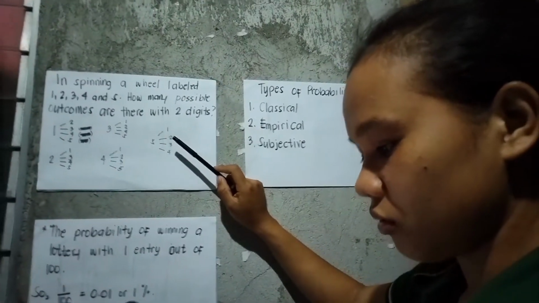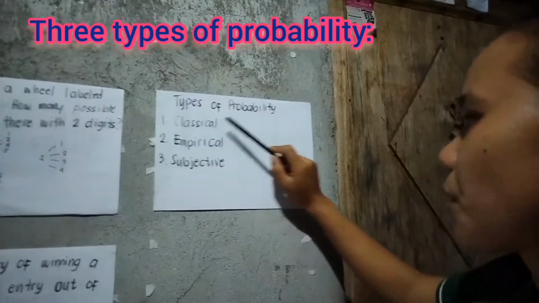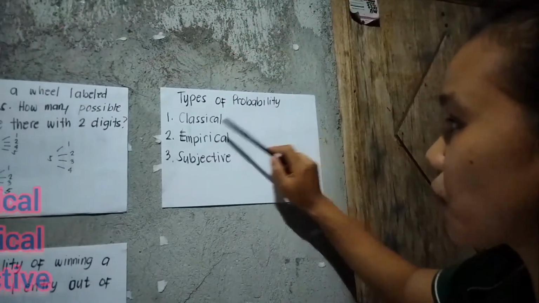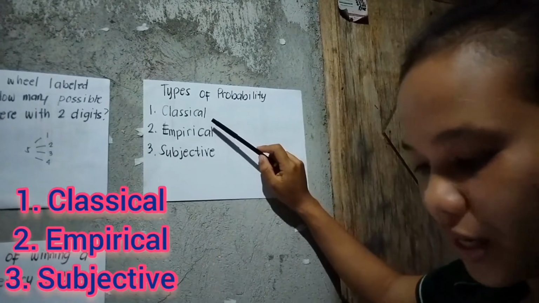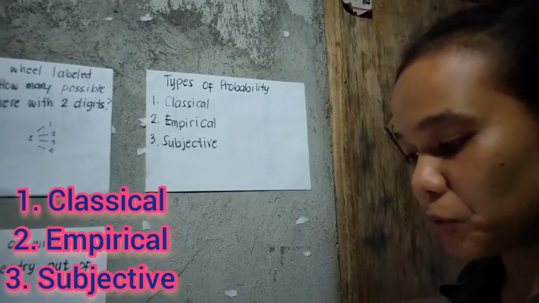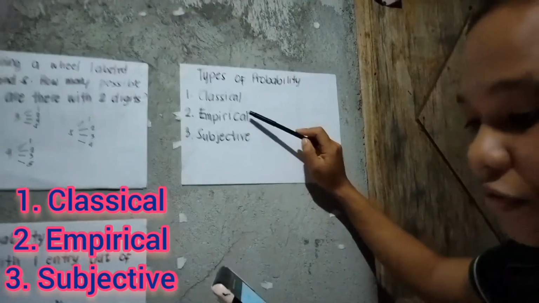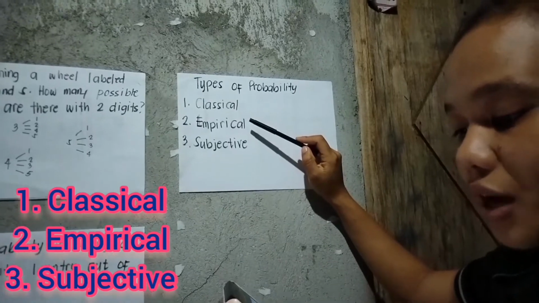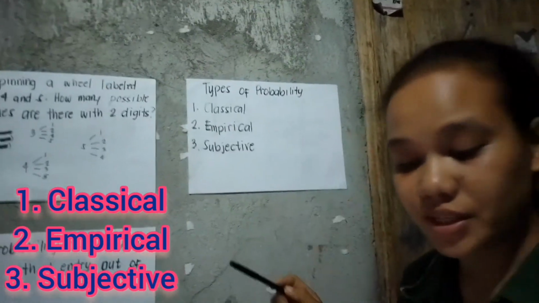So there are 3 types of probability: the classical probability, or the theoretical probability. In classical probability, each outcome in a sample space is equally likely, where P of E is equal to the number of outcomes in an event E over the number of outcomes in a sample space.